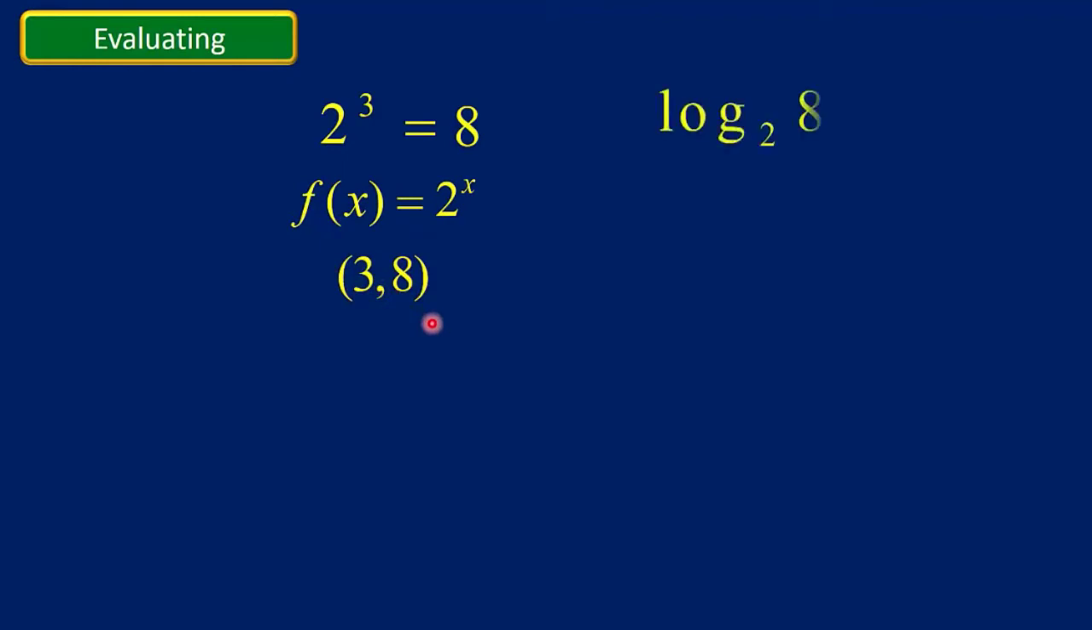Now remember what the inverse does. The inverse is going to switch the ordered pairs. So the inverse of 2 to the x is log base 2 of x. And the ordered pair then would be this, 8, 3. See, this is 3, 8. We swap that and we get 8, 3.